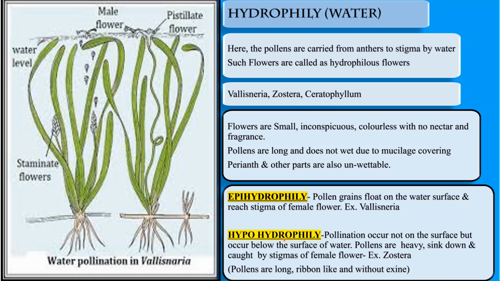The second type is hypohydrophily, where pollination occurs not on the surface but below the surface of water. Pollens are long, heavy, ribbon-like, and they sink down. These pollens are caught by stigmas of the female flower. Example is Zostera.